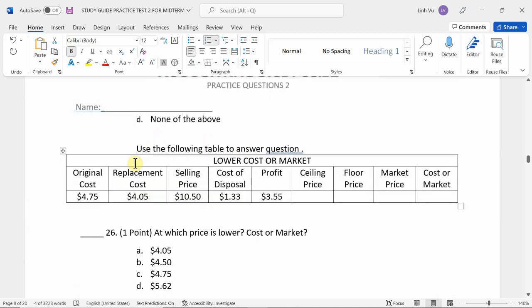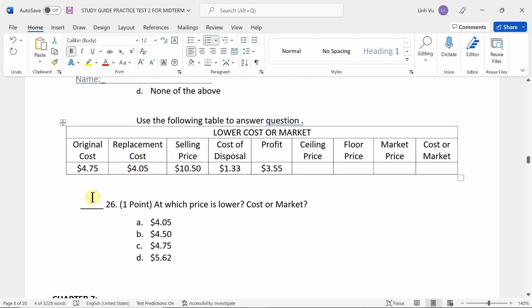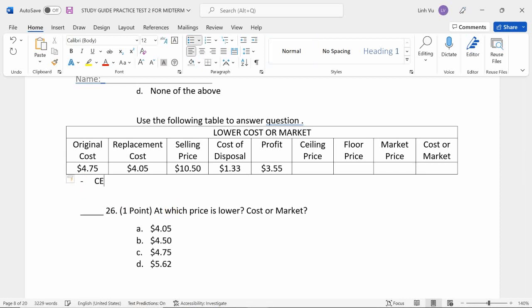Use the following tables to answer the question. So here's a lower cost of market. Your original cost was $4.75. Your replacement is $4.05. You sell this product for $10.50. To dispose, it's going to cost you $1.33, and the amount of profit is $3.55. So how do I solve for my ceiling? It would be the sales price minus the cost of disposal.